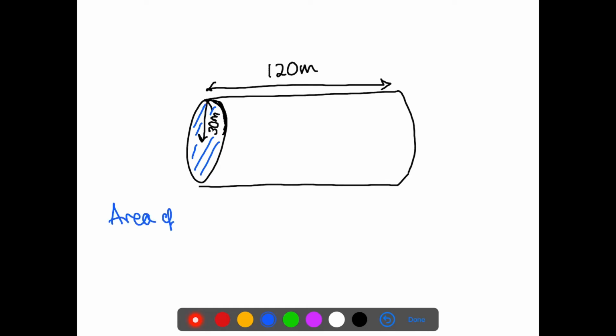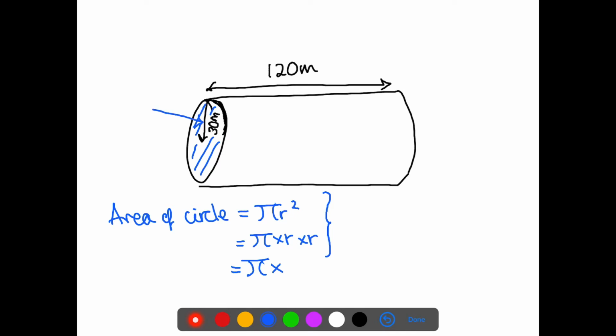So the area of the circle equals pi r squared, which equals pi times r times r. The reason that I write it like this out again is to remind myself of what I've got to put in. So then I know that I need to put in where r is 30, because our radius is 30 for this one.